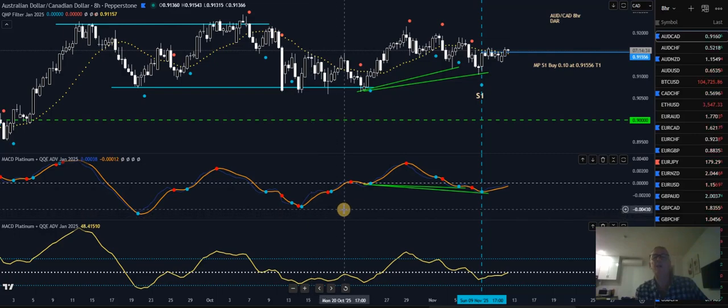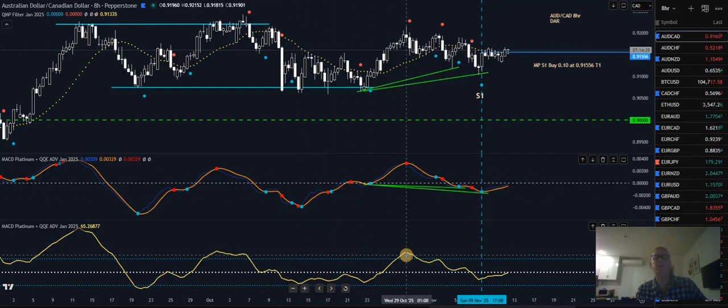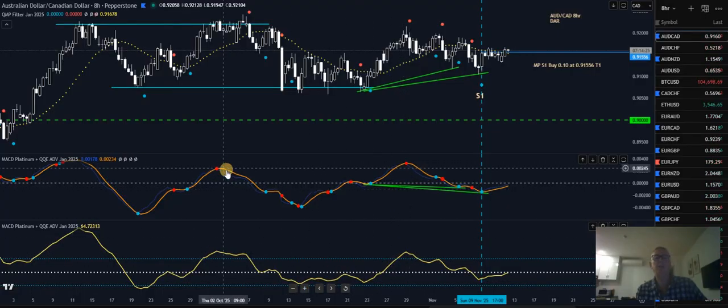Now, nothing really changes compared to any of my books. Any of these trades that are on the QQE that are above or below the levels, generally they'll match up with a high probability setup or a MACD Platinum setup.